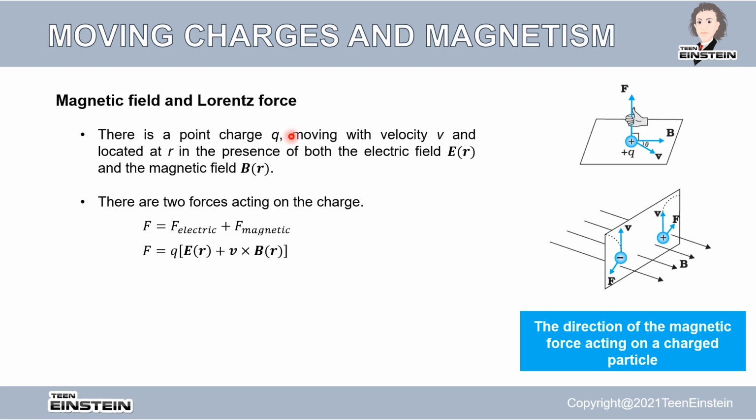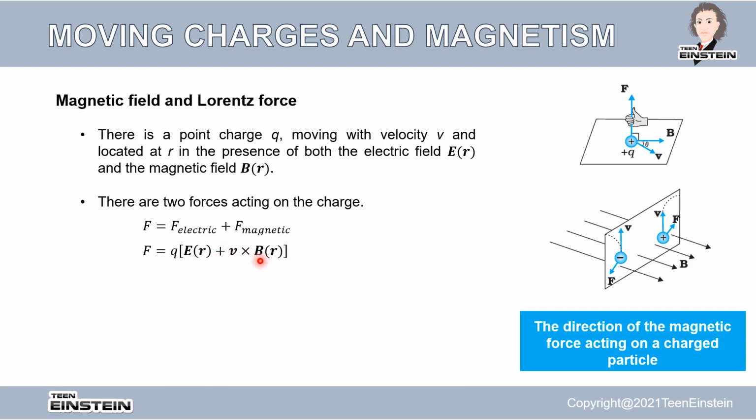The Lorentz force gives us an equation for how to calculate the total force exerted on a charge moving with velocity v in the presence of an electric field and a magnetic field. There are two components to this Lorentz force: one is F electric, one is F magnetic. F electric comes from the electric field and is given by Q multiplied by E of R. And F magnetic is given by Q multiplied by V cross B.